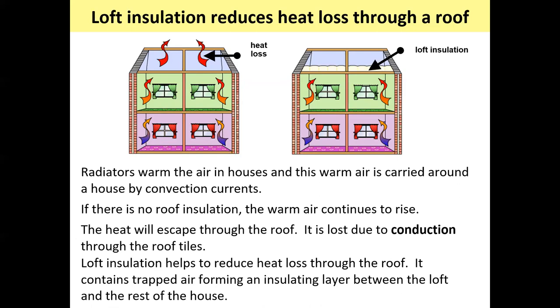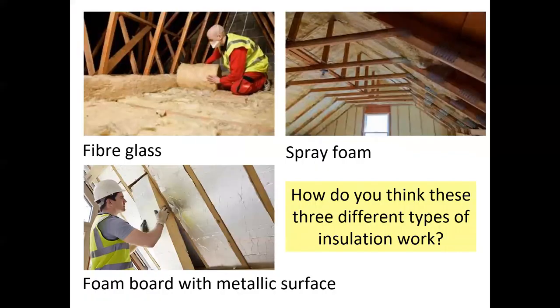Loft insulation helps to reduce heat loss through the roof. And loft insulation contains trapped air, and that forms that insulating layer between the loft and the rest of the house. So if we look at these different types of loft insulation, you can see that people might roll out fiberglass. Now, this is a bit like cotton wool or candy floss, and it's got air trapped in that wool-like material. And as we know, air is a good insulator and a poor conductor. And because that air is trapped in the fiberglass, that air can't circulate. So fiberglass will prevent heat loss through conduction, but also through convection.